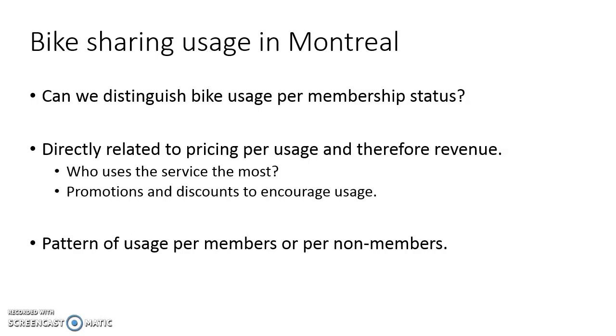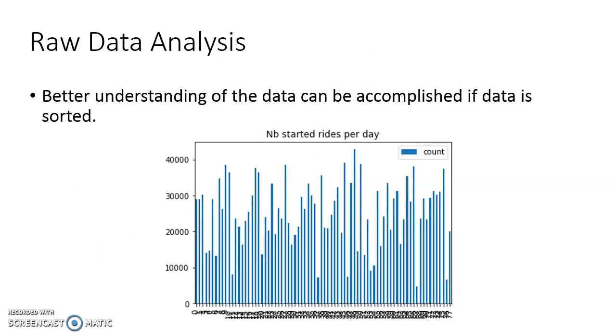So we want to look at the pattern of usage for members versus non-members. If we look at the raw data, it doesn't speak to us. We don't see clearly a pattern of who is a member and who is a non-member. This is a graph that represents the number of rides per day for a 2-month period. We need to better understand the data, and for that, we need to sort it.